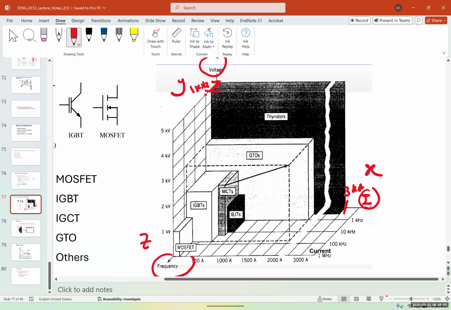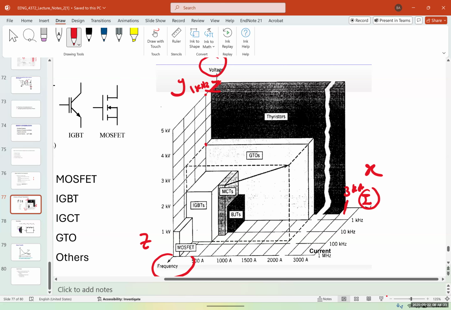For the GTOs, you have a high frequency, but lower voltage and current rating. BJTs, you have a higher current, then MCTs, lower voltage and lower frequency, and so on.